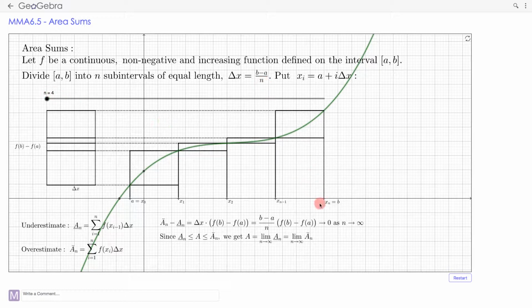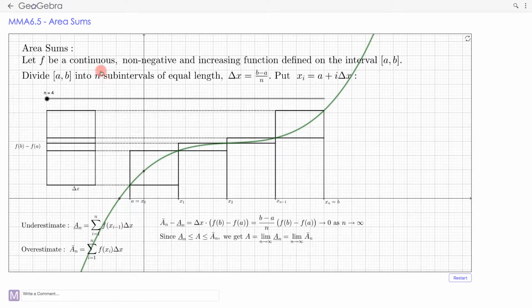like we have here. So always you will see that xn will be equal to b, because you have n times this number, which will just be b minus a. b minus a plus a is of course just b. So in this fashion you get that these numbers now indicate the start and end of each of the subintervals.